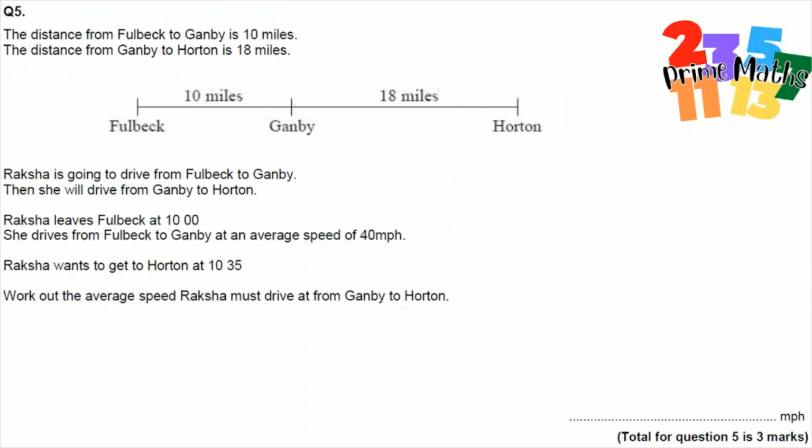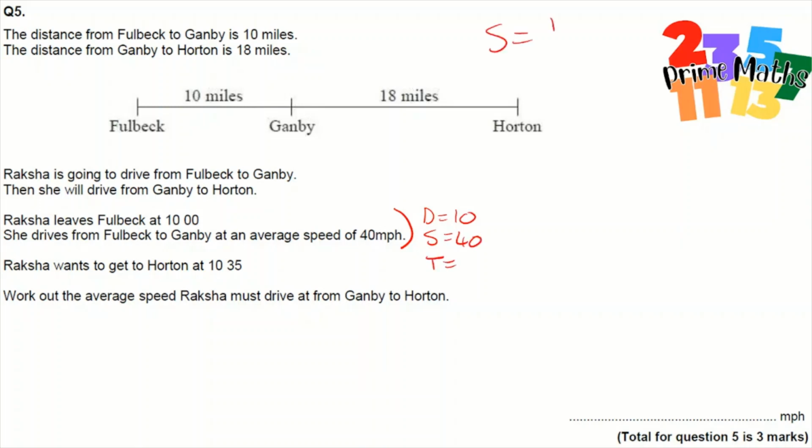Question 5 is a speed, distance, time question, but this is split into 2 parts: a journey from Fulbeck to Gamby and a journey from Gamby to Horton. The first important part of the question is here. It says that Raksha leaves Fulbeck at 10 o'clock and drives at an average speed of 40 miles an hour. Here we know that the distance that she's travelling is 10 miles. We know that the speed is 40 miles an hour, and from there we can work out the time.